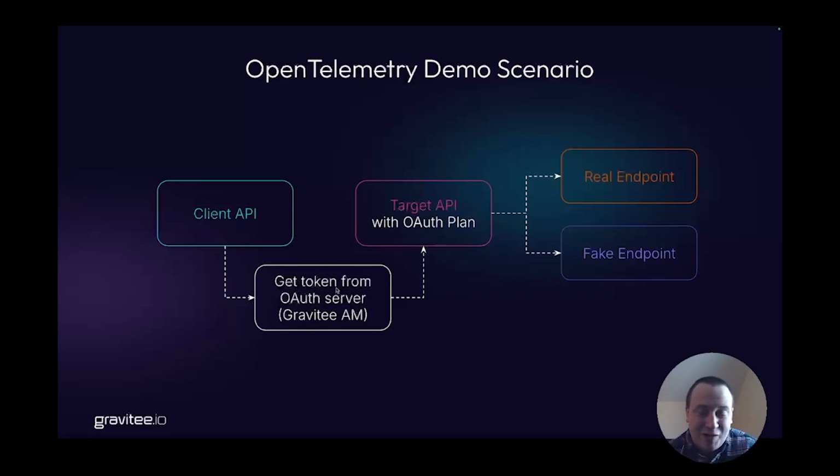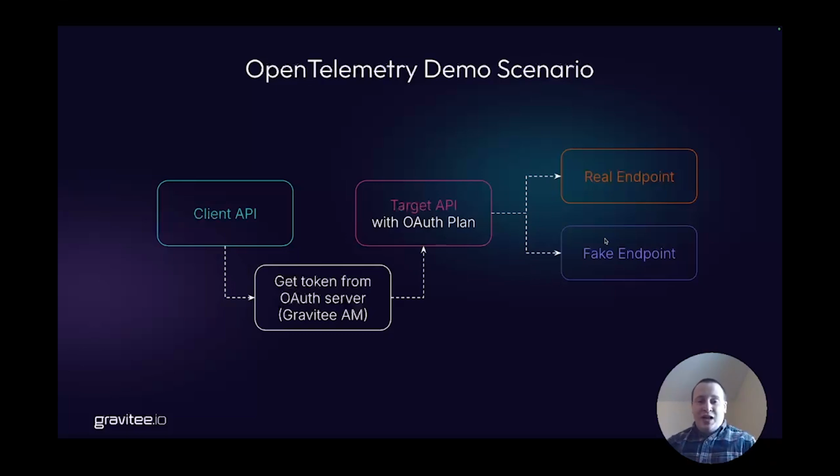One of the great things about working at Gravitee is whenever you need an OAuth token, you can use Access Management to get one. So we'll get that OAuth token via an HTTP callout policy, and then we will use that to call the target API that has an OAuth plan on top of it. And then that target API is going to proxy requests to two different endpoints via a load balancer. One of these endpoints is going to be a real target endpoint, and the other is going to be not real. So it's going to return a 500 because the host name is not going to be correct.